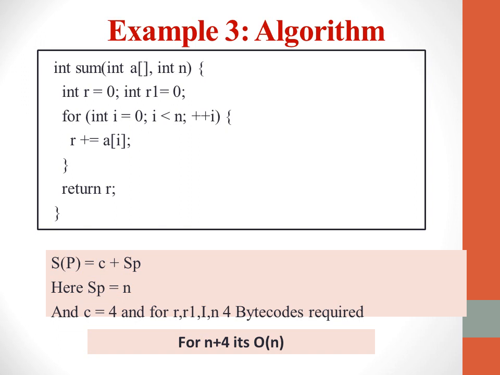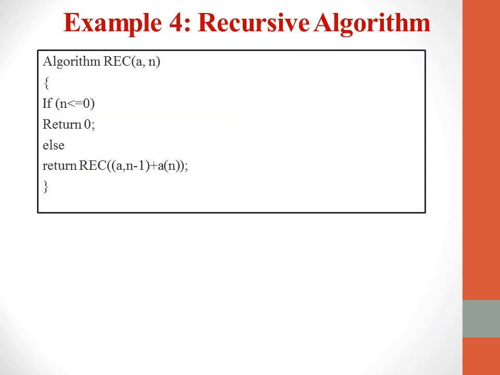Hope you understood it. So proceeding further. Now example 4. This is altogether a different example from the previous 3 examples. This is a recursive algorithm. So we have written a code for a recursive algorithm with a and n. We are verifying the value of n, then returning 0. In the else part we are recursively calling the function recursive, that is REC, and we are calling it with three variables. They are a, n minus 1 and a of n.